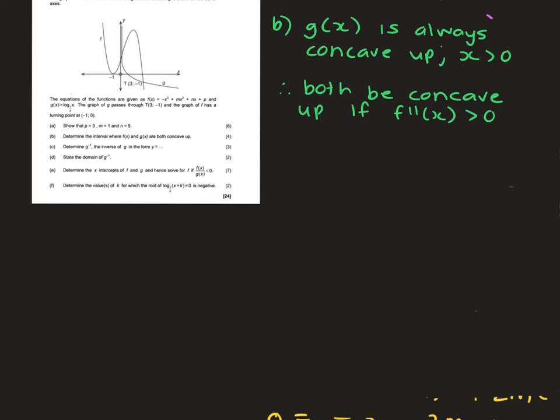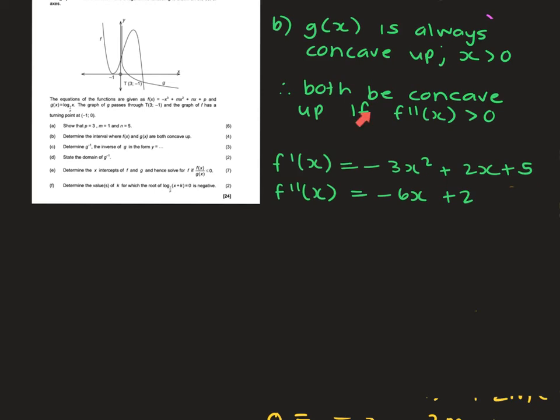We're just going to use our second derivative test here to figure out our concavity, and then to figure out where we want to find the x value at the point of inflection, right? And then we can determine where f of x is concave up, and then we can determine for where both graphs are concave up. So the first derivative will be negative 3x squared plus 2x plus 5. The second derivative will be negative 6x plus 2.